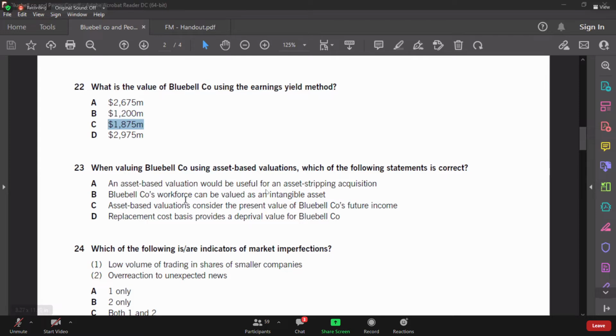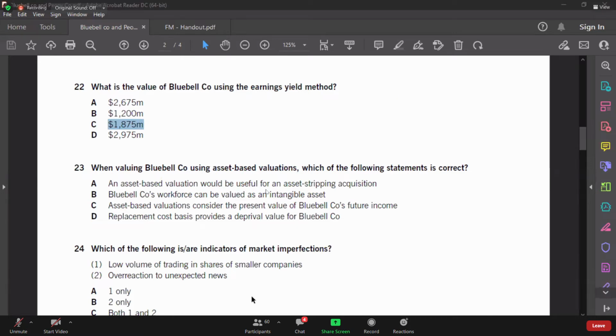That's the right answer. An asset-based valuation method will be useful for asset stripping. What is asset stripping? Explain asset stripping. No idea? The sole purpose of buying a company is to sell all the assets in it. Very good. Buying a company to sell off its assets.